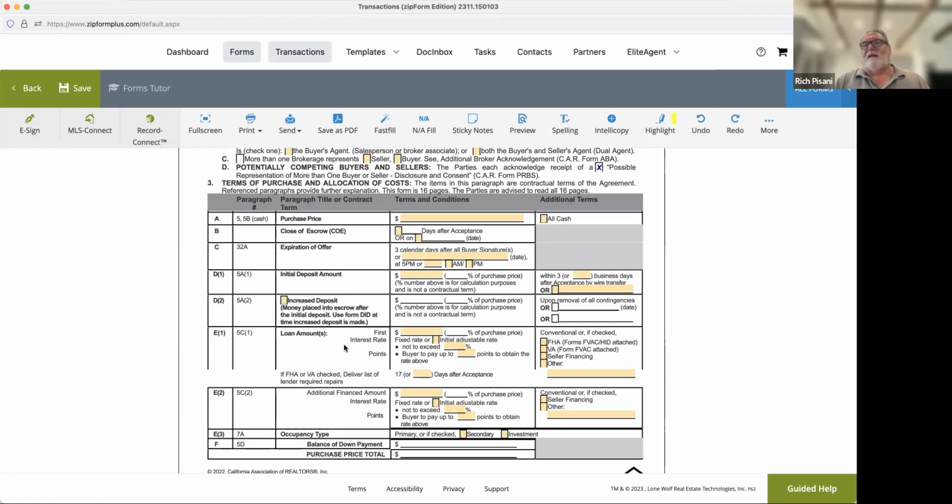We're coming up to the end of the year. A lot of people want to close before the end of the year because of tax purposes. So that's something else too. So okay, that's close of escrow.